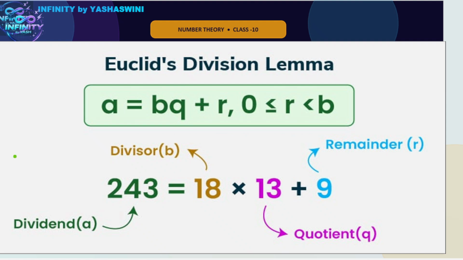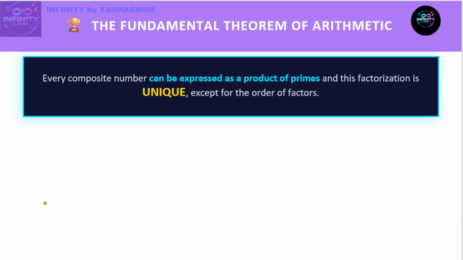Let us just revise Euclid's division lemma. We know that a = bq + r, where r is less than b and greater than or equal to 0. Here r is the remainder, b is the divisor and a is the dividend. For example, we can write 243 as 18 into 13 plus 9, where 9 is the remainder and the condition is also satisfied, that is 9 is less than 18 and greater than or equal to 0. This is Euclid's division lemma.